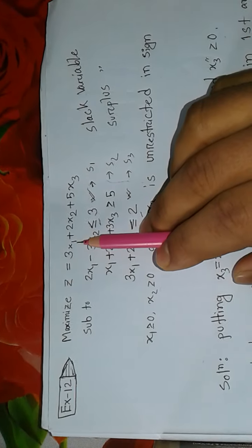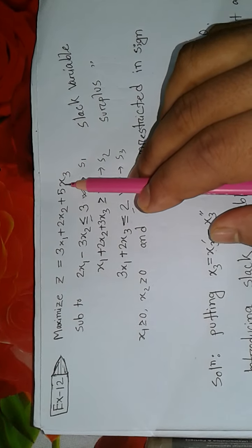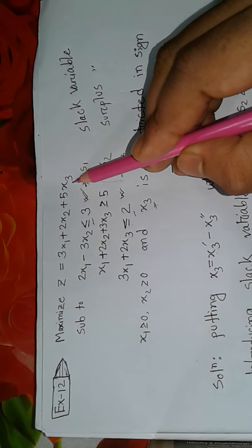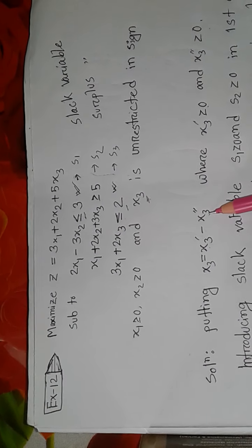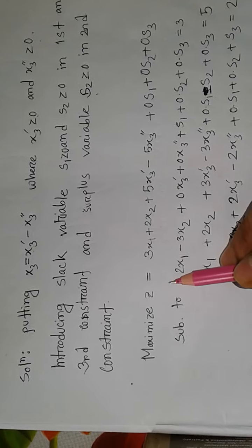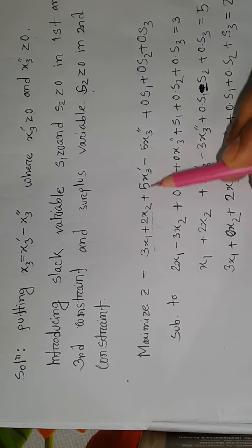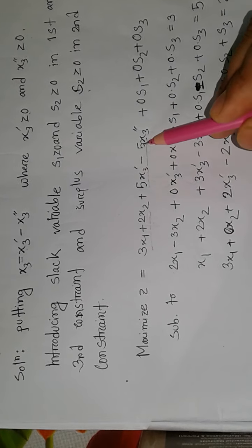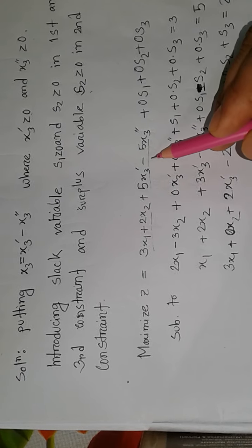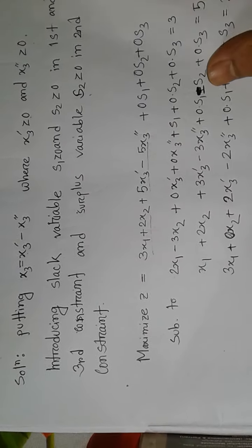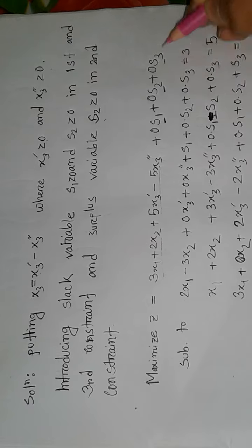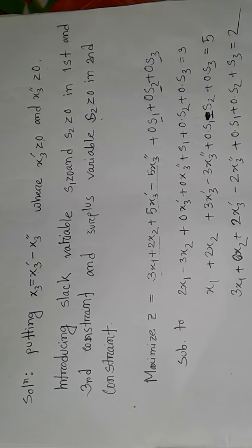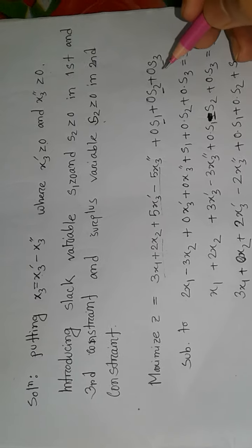Here 3x1 plus 2x2 plus 5x3. We change x3 as x3 dash minus x3 double dash. Okay. So maximization Z equals, it is unchanged, and here we use x3 dash and x3 double dash instead of x3, and in the objective function we add all the slack and surplus variables.